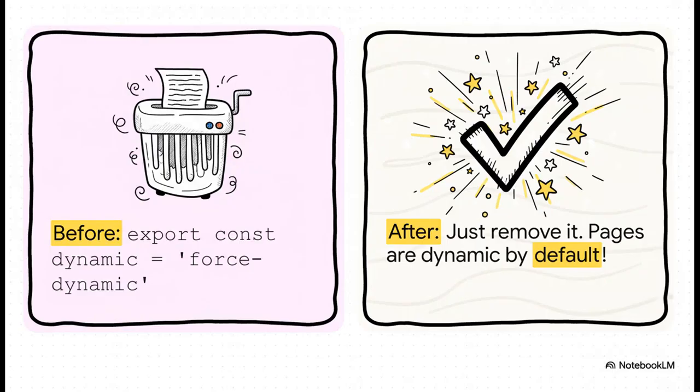Let's start with the easiest one, which is just so satisfying. Remember this line, export const dynamic equals force dynamic? You used it to tell a page, hey, don't be static. Well, since everything is dynamic by default now, you just delete it. Yep, that's it. Gone. How great is that?